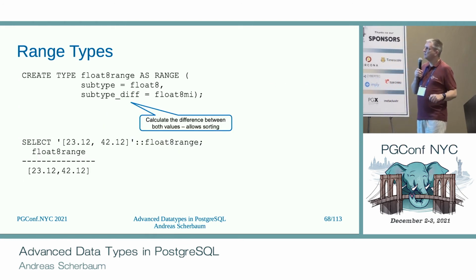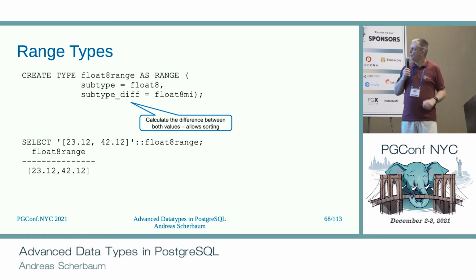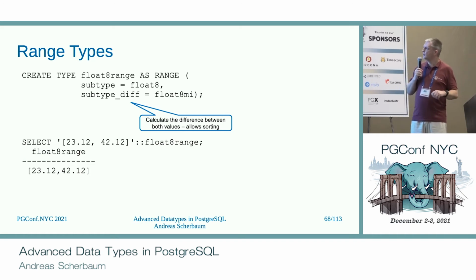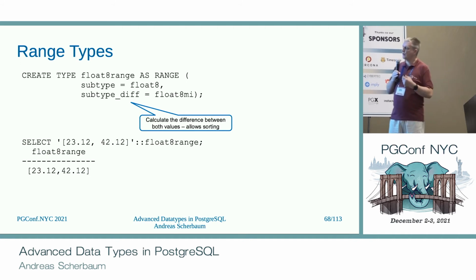Create type, give it a name, and specify as range. And you have to specify what type the data type is you're going to use. So in this case, it's a floating number. And you want to specify how you can sort, how you can calculate the difference between the two values, start and end value. You can either use one of the functions Postgres provides. So for float 8, it's just an existing function.